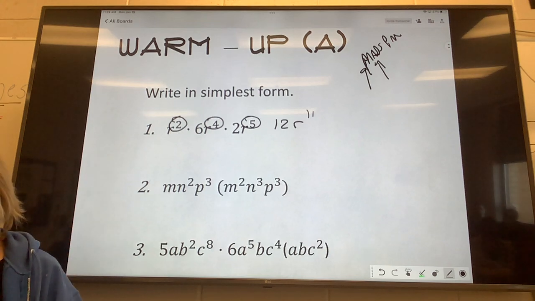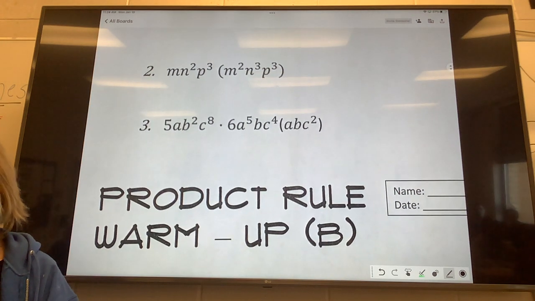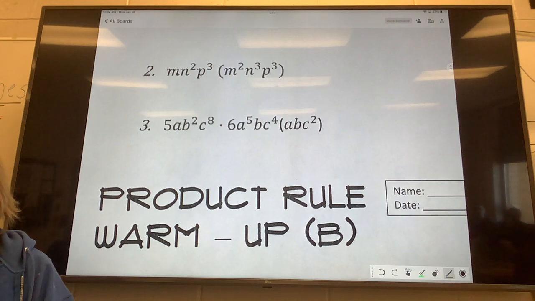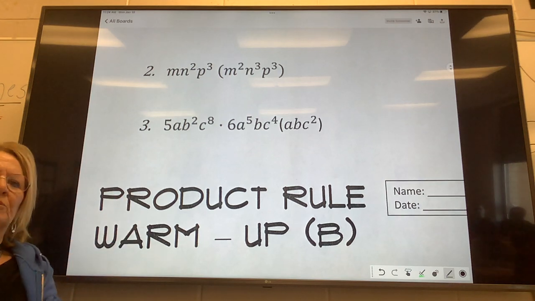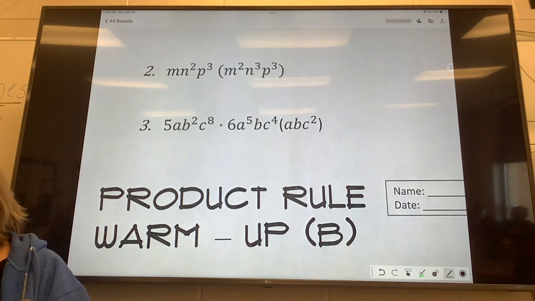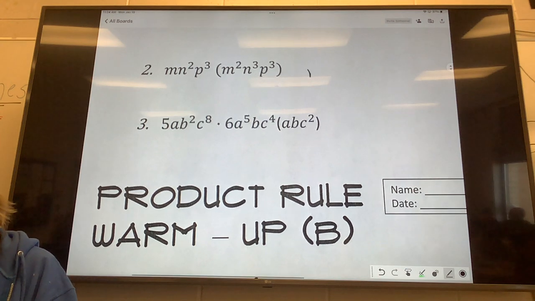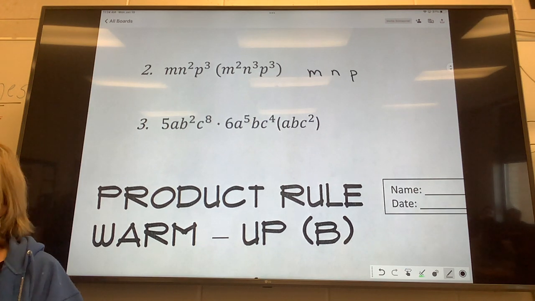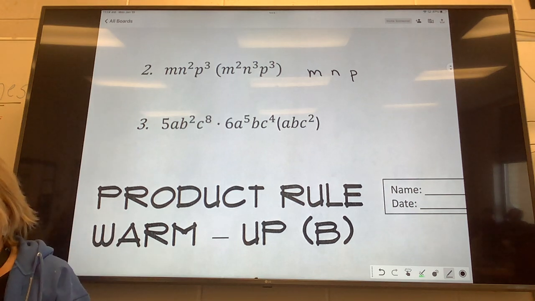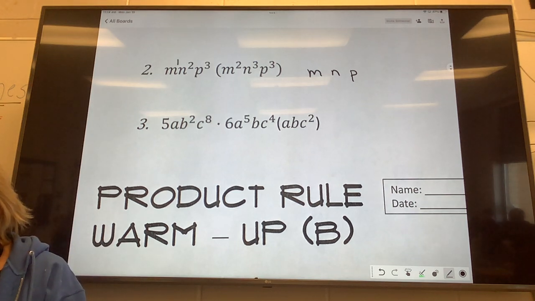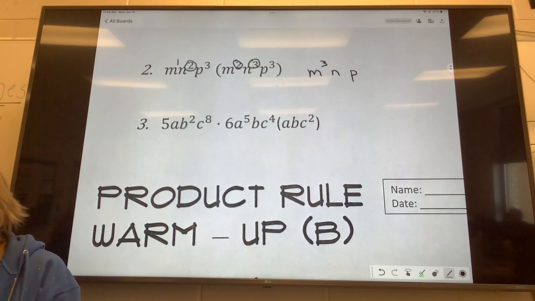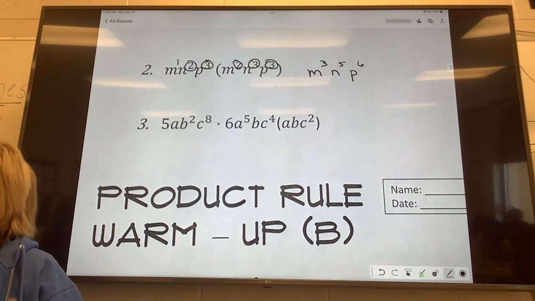Okay? The next one. Again, it's all multiplication. I have no coefficients, so I don't need to multiply anything. So I do have an M, N, and P. So I'm just going to put M, N, and P over here. Now I'm going to go back and add. I have an M1 and a 2. That's 3. I have an N2 and a 3. That's 5. I have a P3 and a 3. That's 6. And that's my answer.